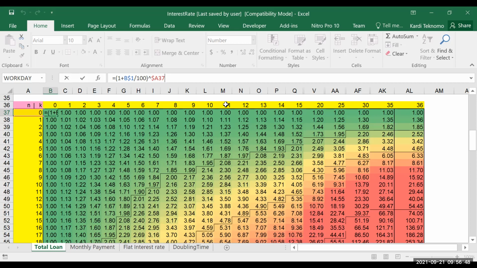So this represents how many times you will pay if you borrow money today. Okay. How many times you will need to pay in the future if you borrow money today.